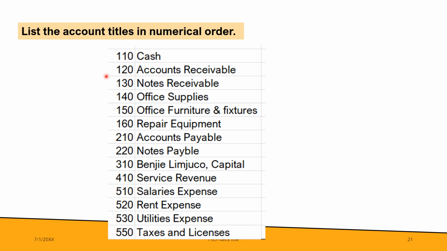So we already have account titles, but in the trial balance, we will not include the account codes, this number, in our trial balance. Only the account description. Okay, so let's move on.